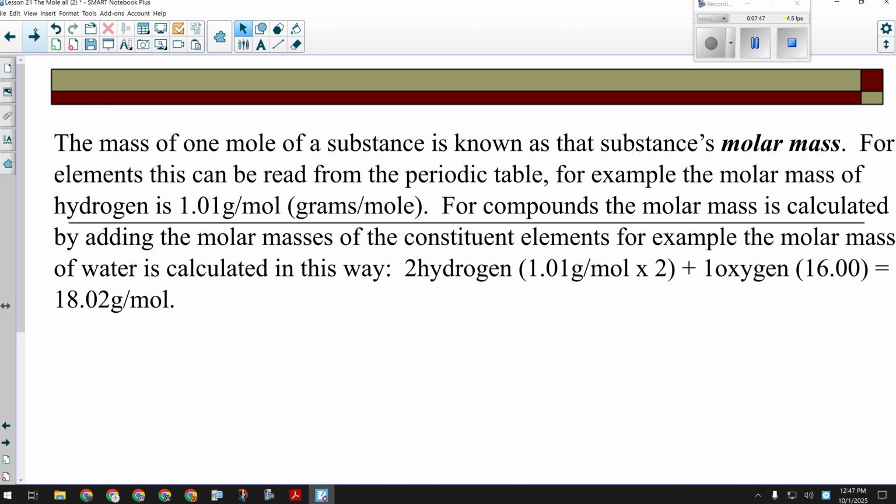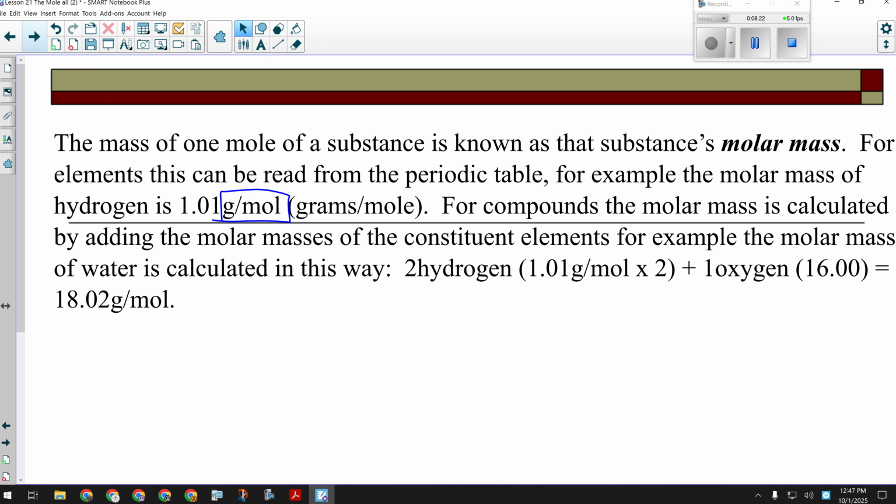The mass of one substance is known as that substance's molar mass, the mass of 1 mole. And that is always going to be in grams per mole, because it's the mass of 1 mole. All right? So as we said, for all the elements on the periodic table, we can look those numbers up. Their atomic mass is the mass of 1 mole of that element. What if I have a compound? How do I figure out what the mass of 1 mole of a compound would be? Compounds aren't on my periodic table.